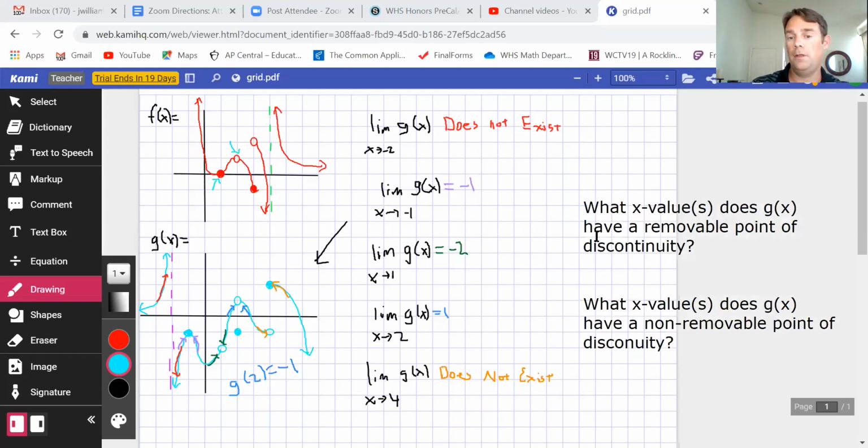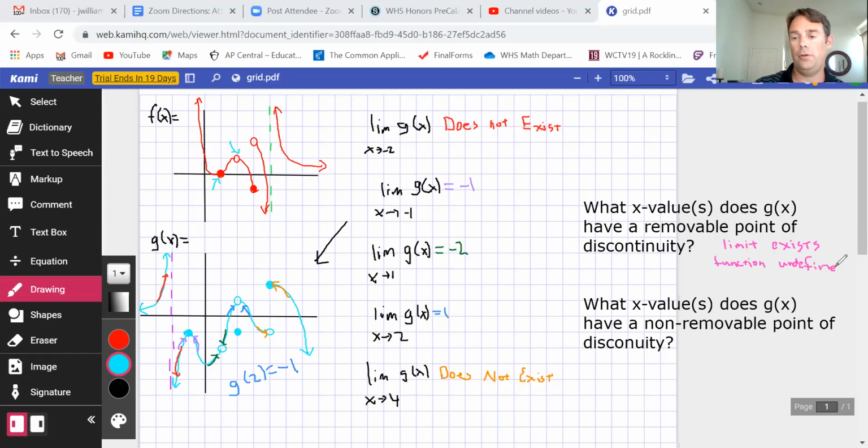So again, let's think about what this is. Removable point of discontinuity. This is when the limit exists, but the function is undefined. It has to meet these two scenarios. So the limit has to exist and the function has to be undefined. If it only meets one of them, not necessarily a point of discontinuity. It has to be both.